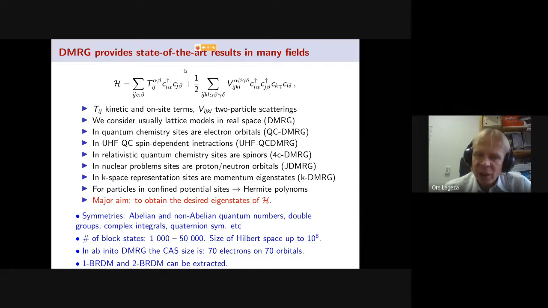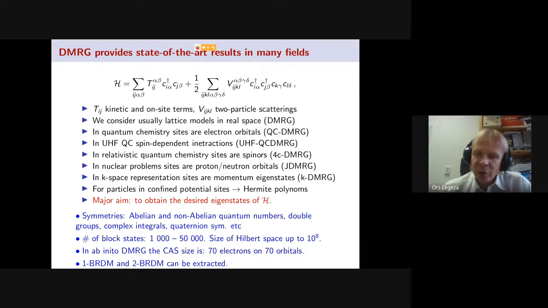And in lattice models in condensed matter physics, we usually have some lattices where we have some localized orbitals sitting on the lattices. So in this case we have real space DMRG. In quantum chemistry, these creation and annihilation operators, C plus and C, are related to electron creation or annihilation on some orbitals. That would be quantum chemistry. This can, of course, be spin dependent, so that is unrestricted Hartree-Fock.